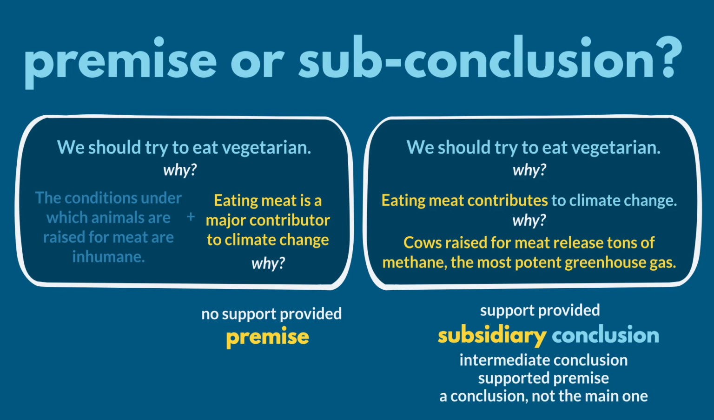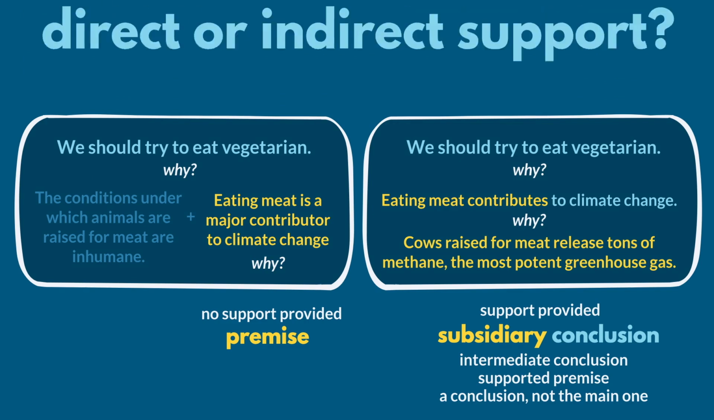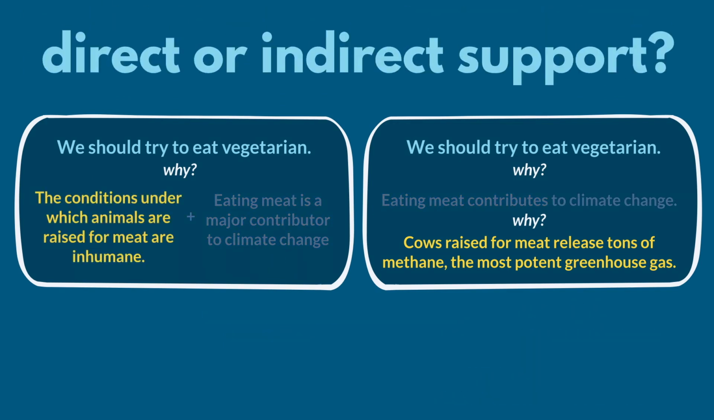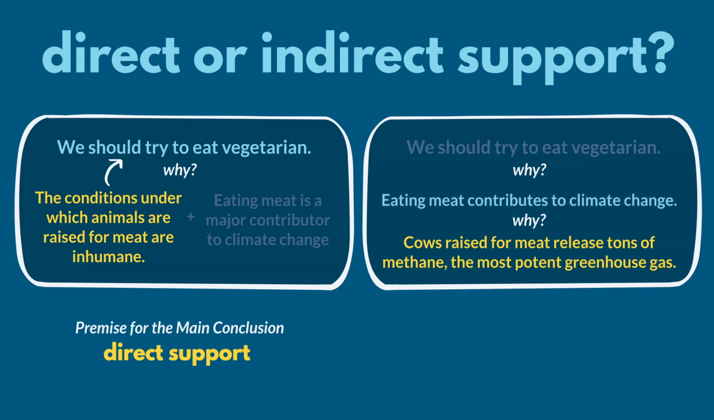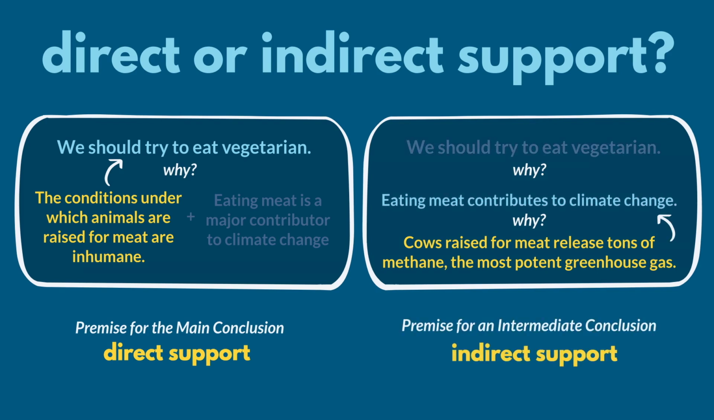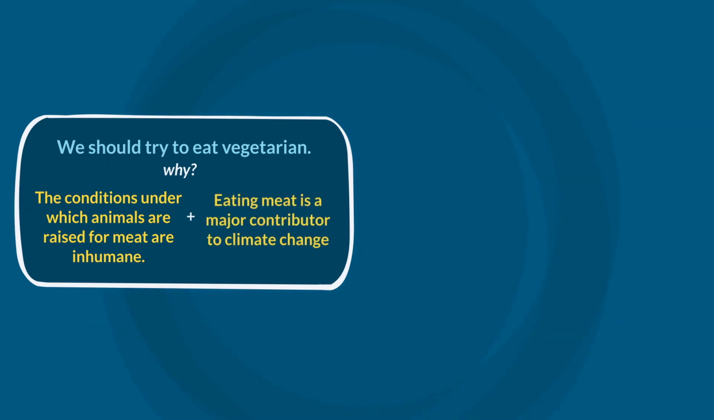Support was provided. We can also call it a supported premise or a conclusion, but not the main one. Even more nerdy, we can say that this kind of premise on the left directly supports the conclusion, whereas a premise for an intermediate conclusion would indirectly support the main conclusion. Finally, if they ever say that a premise is providing partial support, they just mean that there's more than one premise.